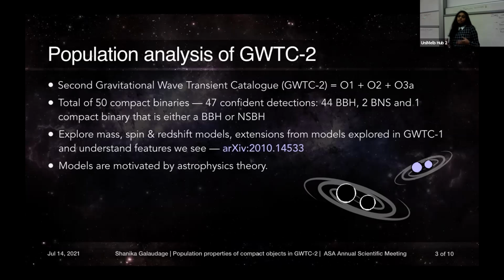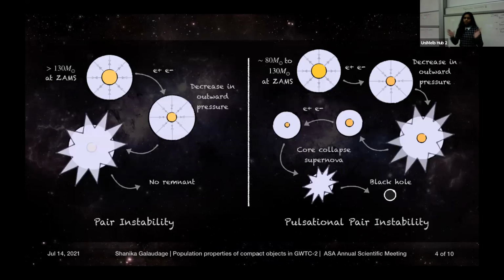These models are motivated by astrophysical predictions, and I'll go through a few of those examples in a moment. For this talk, I'll be talking about mass first and then moving on to spin. And I encourage you to look at this arXiv link for more because I won't be able to go through all of it today. So let's start with some astrophysics.